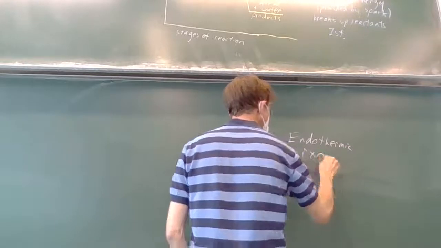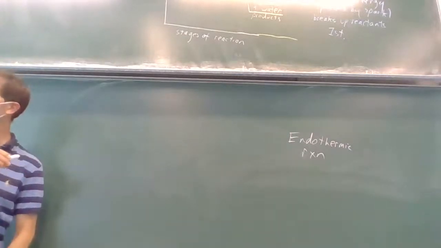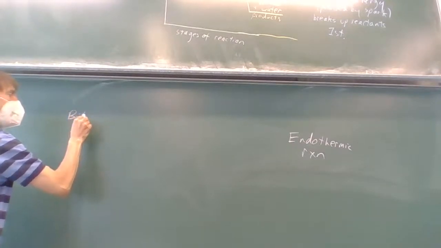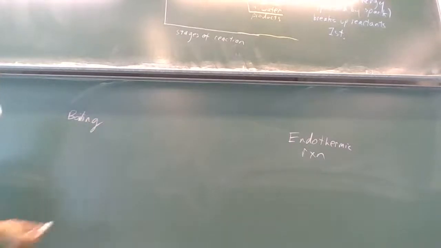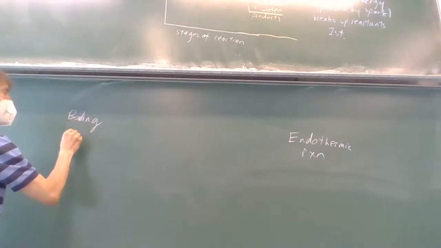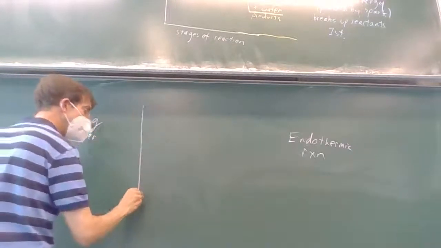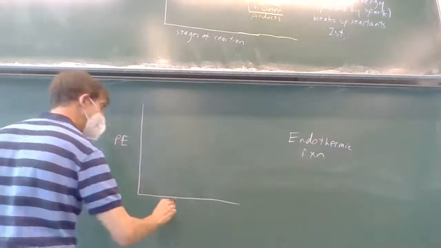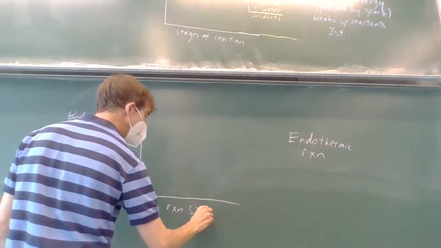reaction. And the reaction we're going to do is one that I think I got from Tully. Am I right, Tully? Did you say boiling water? So we're going to do boiling water. I know it's not like a new molecule for me, but it's still kind of like a chemical reaction, boiling water. And we're going to do another diagram like this. And I'm going to just call it PE and reaction stages.